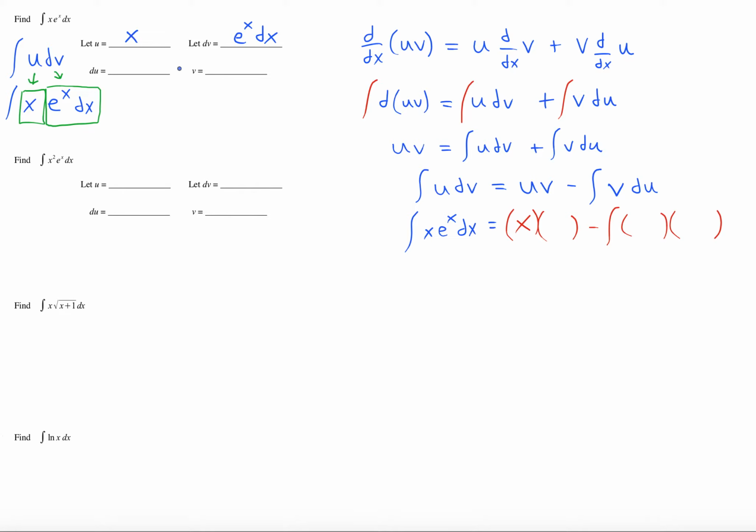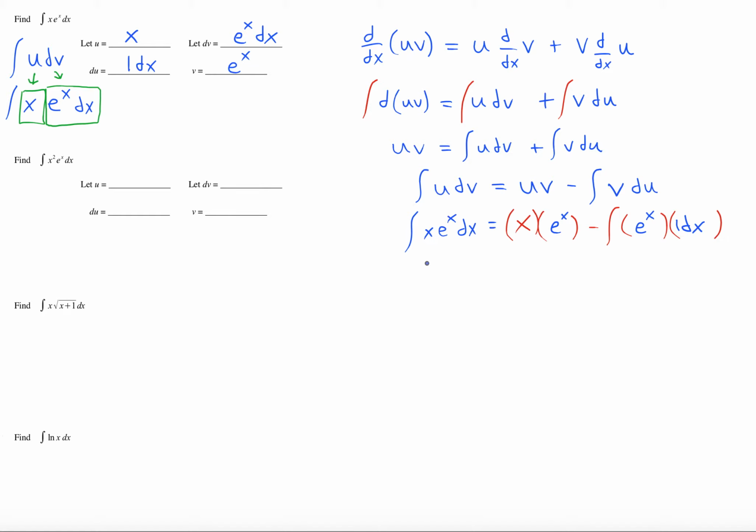Du would come from finding a derivative of u. So that'll be 1 dx. And now we can place that in its proper place. The antiderivative of e to the x dx, if we integrate e to the x, we get e to the x. We don't have to put the plus c for this formula. It'll come in later. Now we can put an e to the x here in place of v, and we can also put an e to the x here.